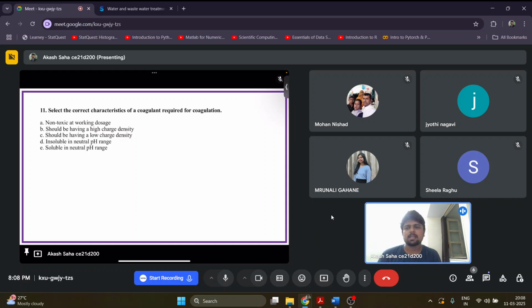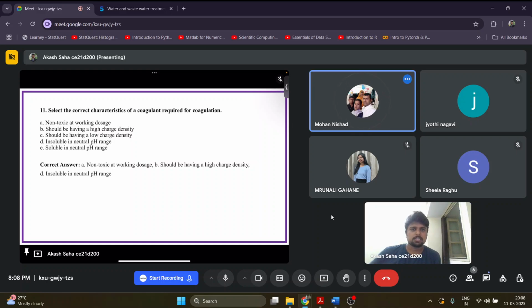This is for the ideal condition, and definitely it should be non-toxic. If it is toxic, then again it will cause some other kind of issues. So A, B, and D should be the correct answer for an ideal coagulant to be used in coagulation.